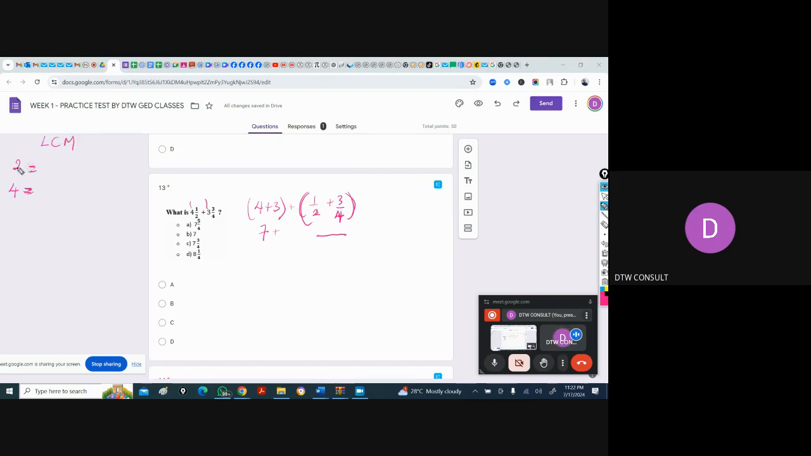So you look at the multiples of 2. You have 1 times 2, which gives you 2. 2 times 2 gives you 4. 2 times 3 gives you 6. You're looking for multiples. You get 4, so we can stop here. Then the multiples of 4: 4 times 1 gives you 4, 4 times 2 gives you 8, 4 times 3 gives you 12. From here you find the least common multiple, which is the smallest number common to both. We have 4 here and 4 here. Are you with me? So this 4 is the least common multiple.